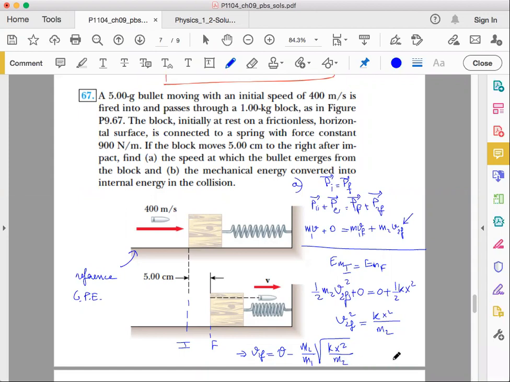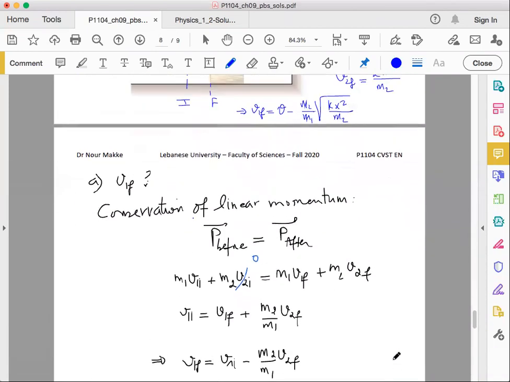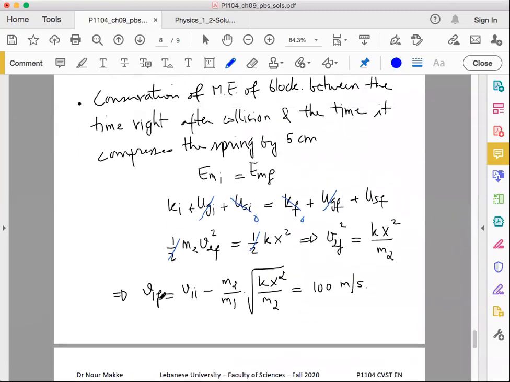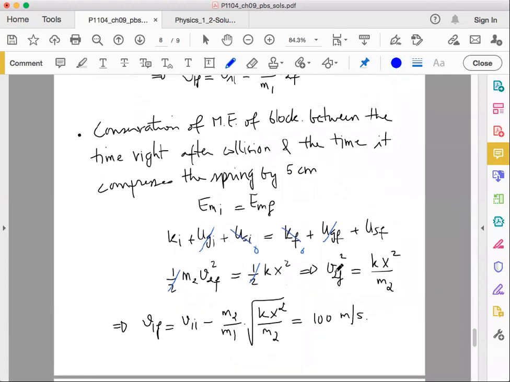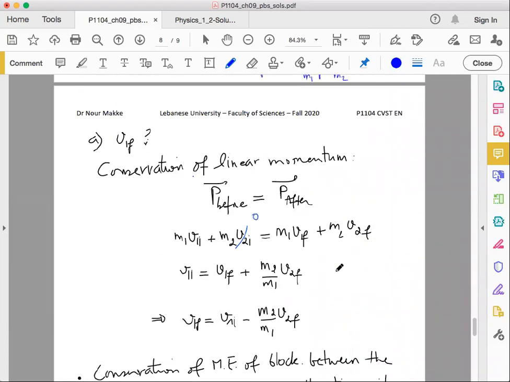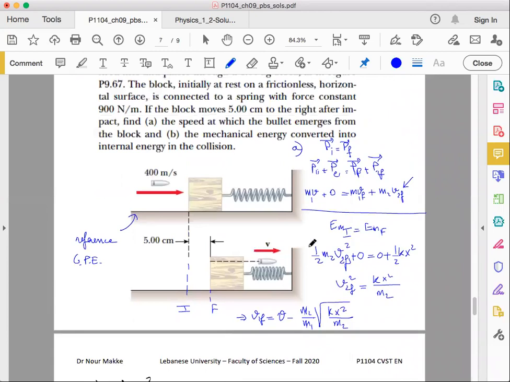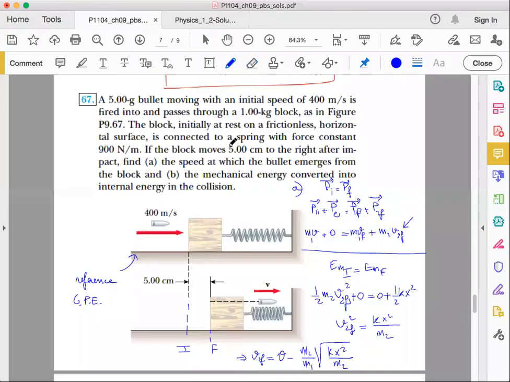That's it. So all we need to do now is make a numerical application. V1 final is equal to V minus M2 over M1 times the square root of kx squared over M2, and you end up with 100 meters per second, which is the value of the speed of the bullet right after the collision, after it emerges from the block. So we continue with the last question.